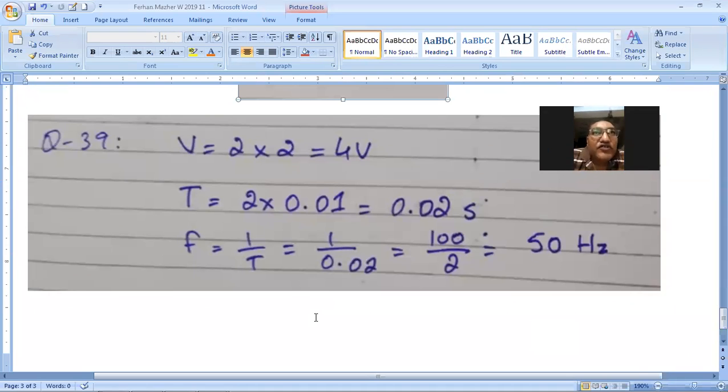So V is equal to 2 multiplied by 2, because vertically its amplitude is 2 squares. 1 square is 2 volts. So 2 squares will be 4 volts. So the voltage is 4 volts.